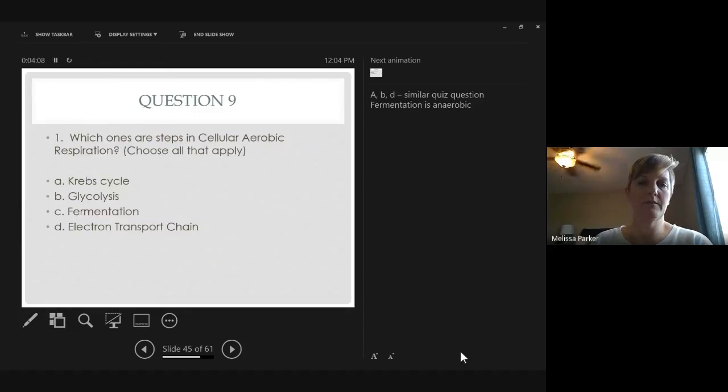Okay, which ones are steps that are in cellular aerobic respiration? So remember, aerobic means there's oxygen. So think about what steps you can go through if you have oxygen. So we can go through the Krebs cycle, we can go through glycolysis, and we can go through the electron transport chain. Can't do fermentation because that's without oxygen.